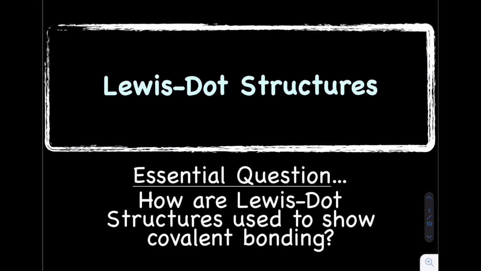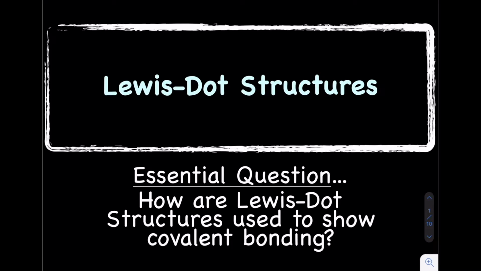Hello, this is Miss Moore, and today during chemistry we're going to discuss Lewis dot structures. Today's essential question: how are Lewis dot structures used to show covalent bonding? It's really important today that besides writing down the words, you actually write down and participate in all the practice problems. Those are a really important part of your learning.